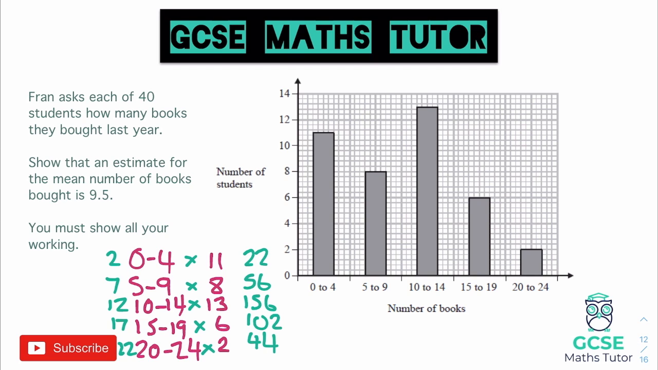So we want to add all of those together to get our total. Again on the calculator, we've got 22, add 56, add 156, add 102, and then add 44, and that gives us an overall total of 380. Now, a big mistake that people make is they divide that by how many groups there are. So they might divide that by 5, but of course we want to divide by how many people there are. And we were told in the question, there are 40 students.